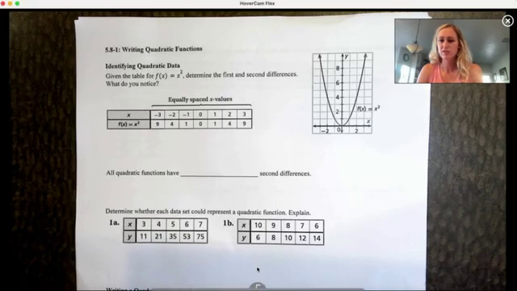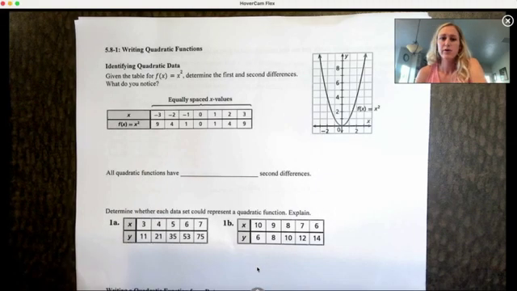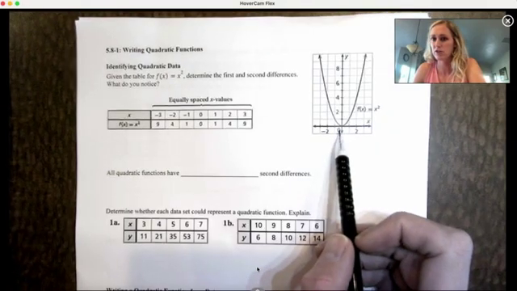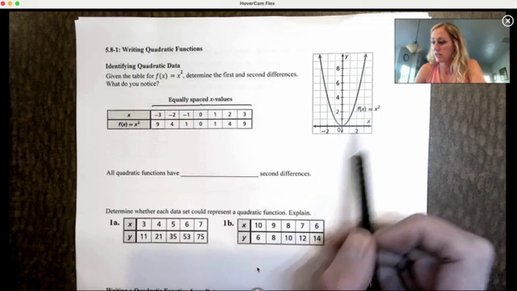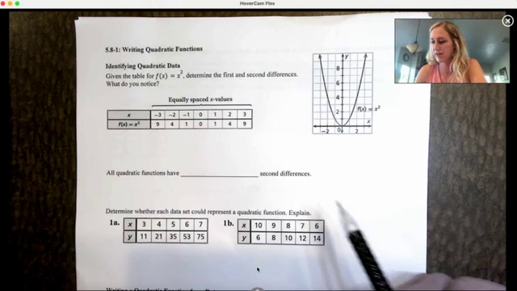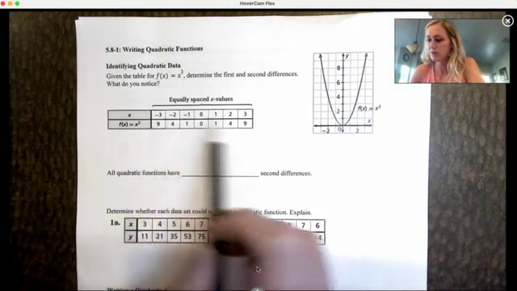This video is for section 5.8. We're going to be writing quadratic functions. Something important to know about quadratic functions, we're going to just look at the parent function, f of x equals x squared. These are some points on the graph of f of x squared. Notice here we have equally spaced x values.